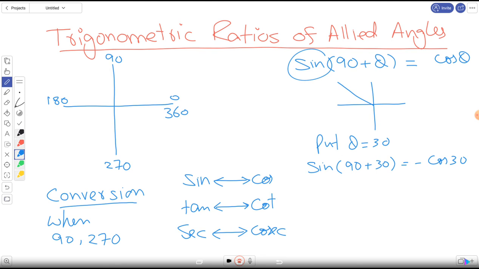So this sign in the second quadrant is what? Positive or negative? And there you know it's positive. So I will put here positive. I'm going to show you. So this is positive. So this is my final answer.